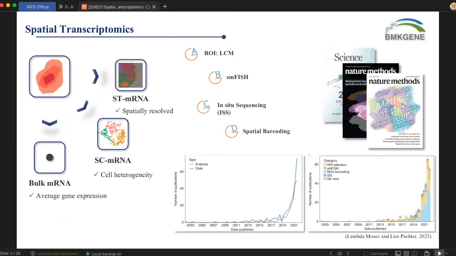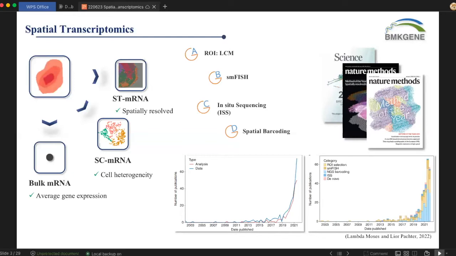We also have smFISH and in situ sequencing, and these two technologies are mainly image-based spatial transcriptome studies. Today, my focus is on the spatial barcoding technology, which means we capture the RNAs and barcode them on site, and then we harvest them from the site and do the sequencing to get the RNA expression profile and at the same time get their position information.